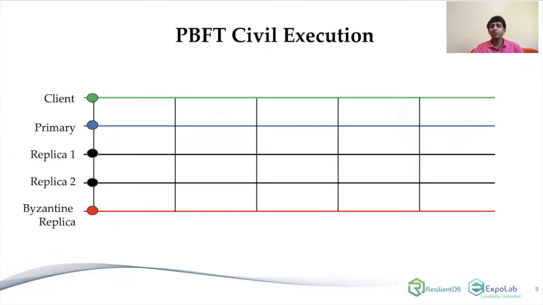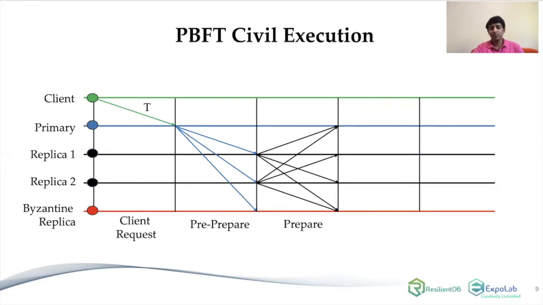Now let us look at the PBFT protocol. Here we have a system in which n is equal to 4 and f is equal to 1. The client sends a request to the primary. As soon as the primary gets the request, it assigns a sequence number and sends a pre-prepare message. Every replica, when it receives a pre-prepare message from the primary, verifies the request and agrees to the primary's order of the request by sending a prepare message.